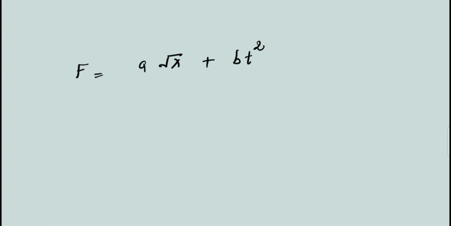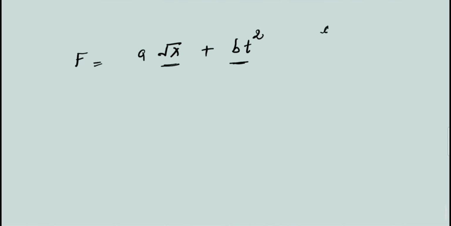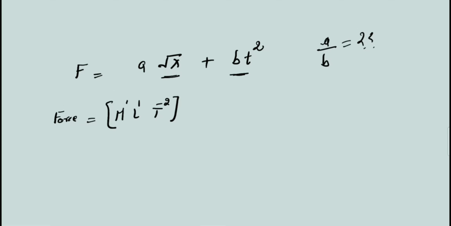So here the given relation is F is equal to a square root of x plus b t square, b multiplied with t square. Here we have to find a divided by b. So F is the force, and we know the dimensions of force are M1 L1 T raised to power minus 2. X is the distance, and distance dimensions are L, and t is the time, whose dimension is T.